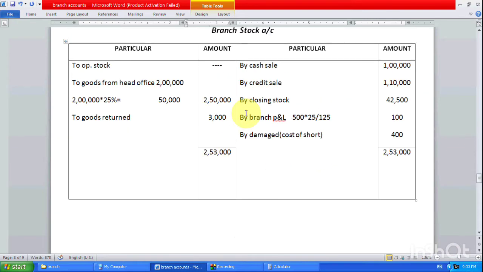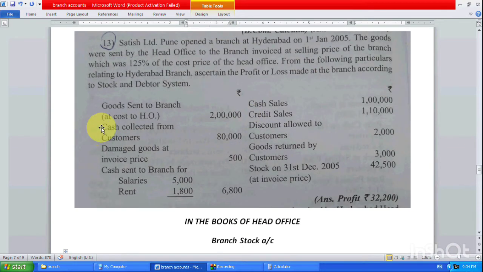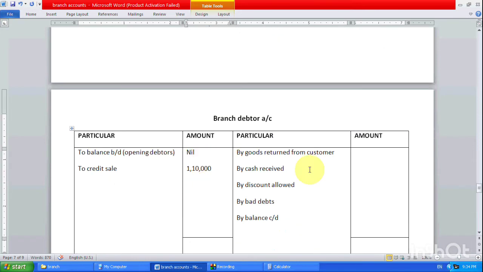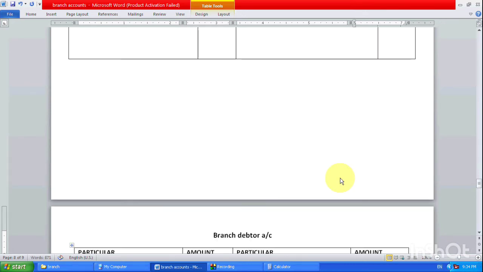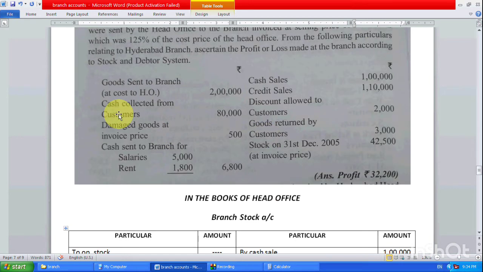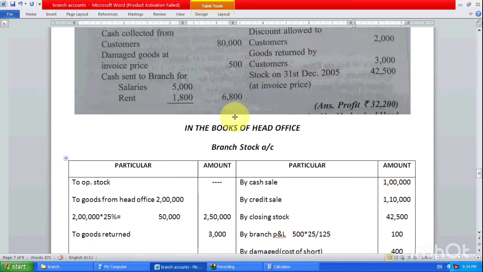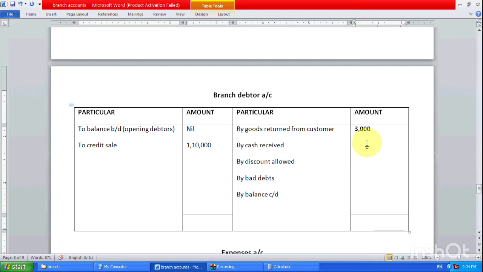Okay, goods returned from customer. How much is returned? 3,000. Before the stock, goods returned from customer, how much? 3,000. Cash received how much? Is there any cash received from customers? 80,000 is the cash received. Right, here 80,000.